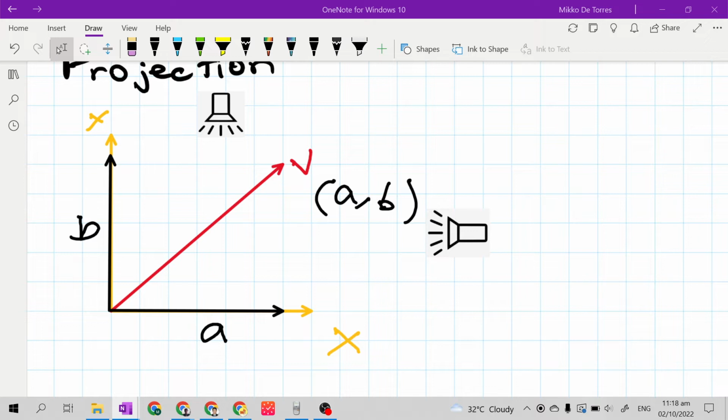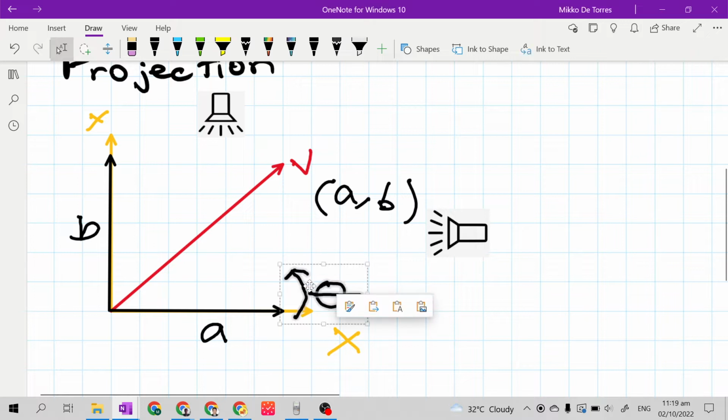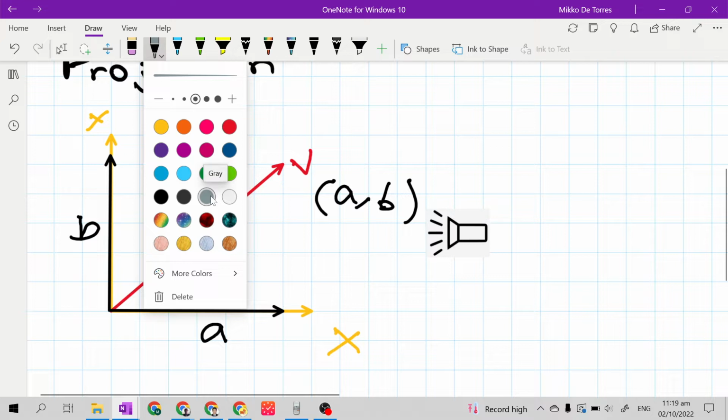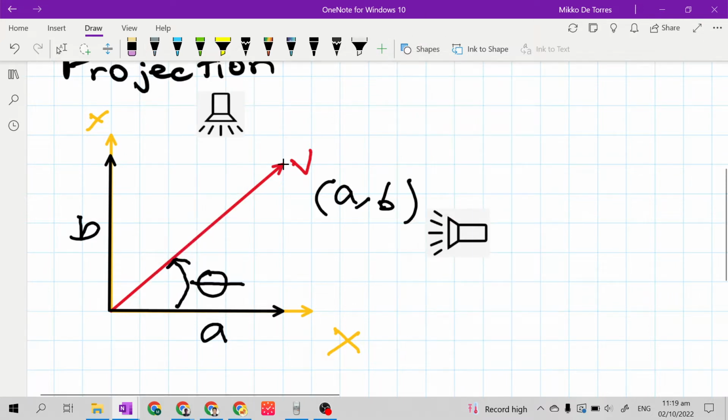We can also describe vector V using trigonometric functions because there will be an angle. Okay? There will be an angle between vector V and the x and y axis, especially at x-axis. So the angle at x-axis, we will name it theta. Okay? So this will make a triangle, a right triangle.